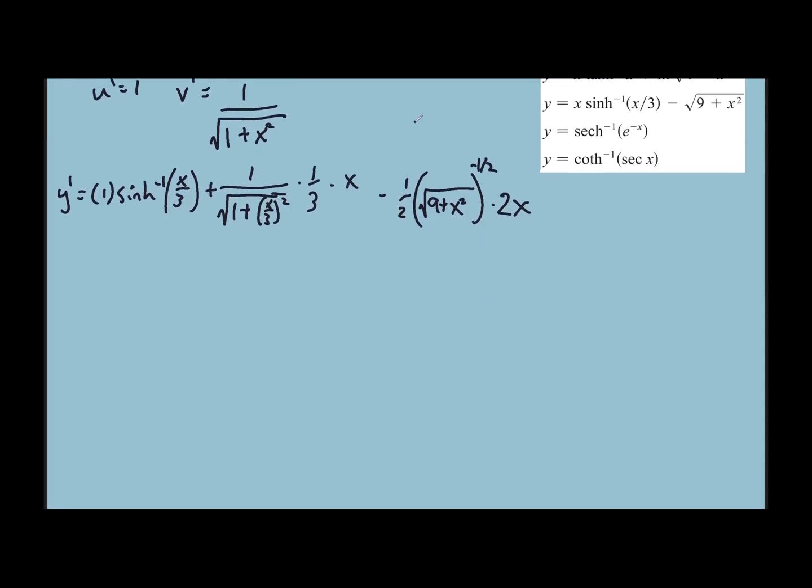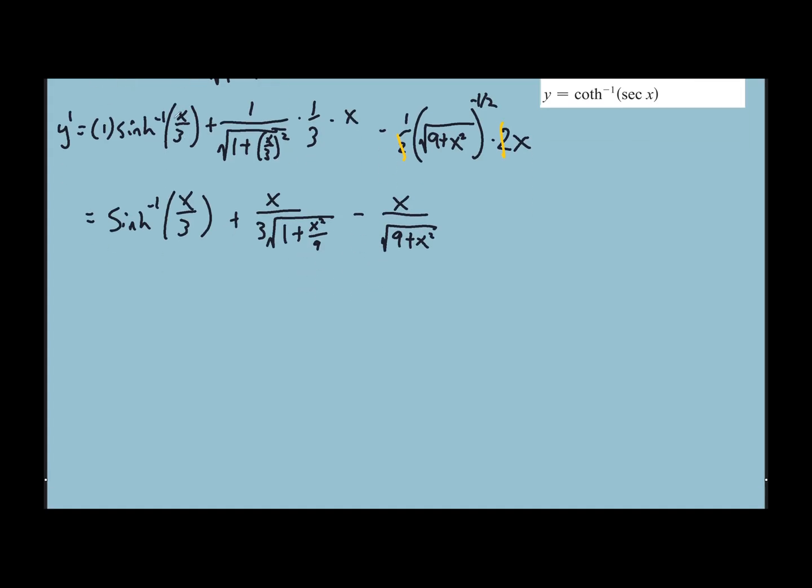We'll get a look. Okay, first thing I see here is this 2 and this 1/2 just cancel out, so that's nice. We'll clean this up a little bit. Hyperbolic arc sine of x over 3 plus x over 3 root 1 plus x squared over 9 minus x over the square root of 9 plus x squared. Now what I'd like to do is see if these are actually the same, because I feel like they want it to be able to cancel here.